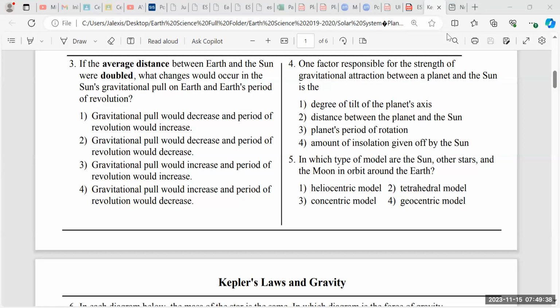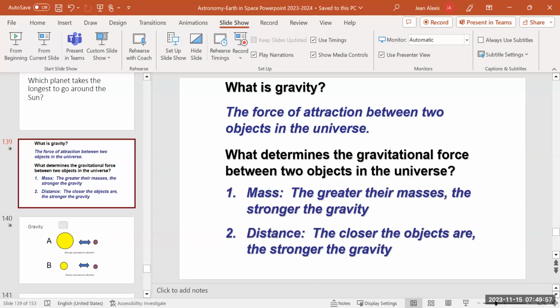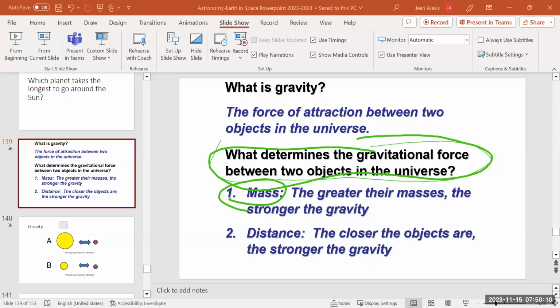All right, so for number 4, one factor responsible for the strength of gravitational attraction between a planet and the sun is blank. So if we take a look at our notes, there are 2 factors that affect the gravitational force: the mass of the objects and the distance between the objects. So we're going to choose an option that either talks about the mass of the objects or the distance between the objects.